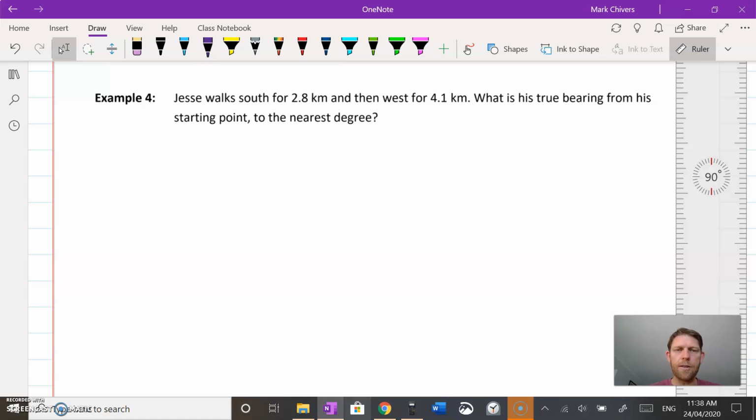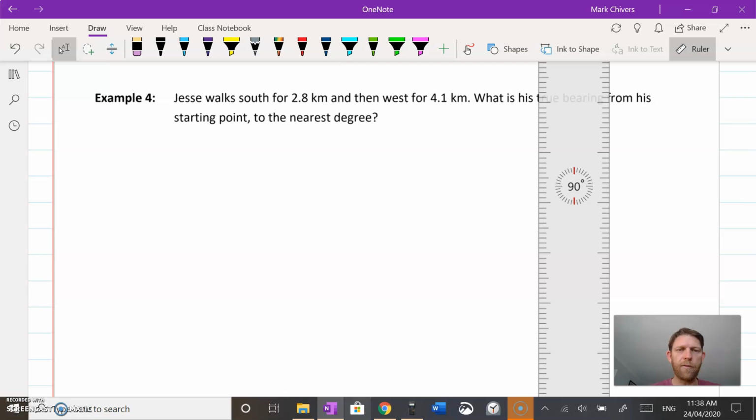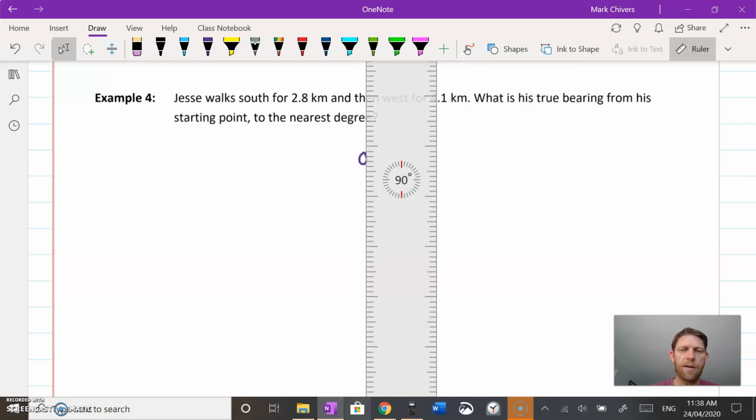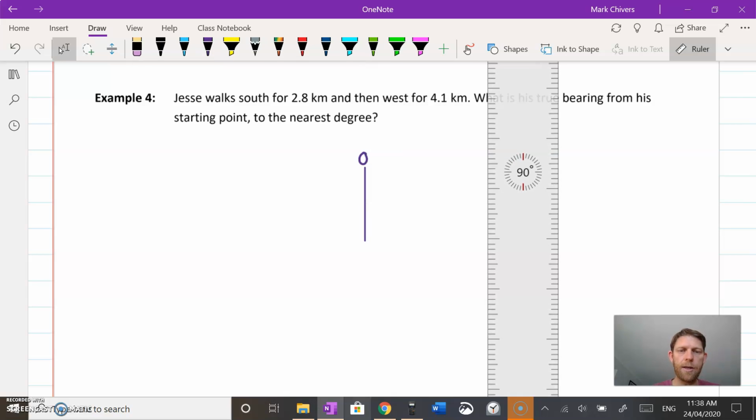So the first thing it says is Jesse's walked south for 2.8 kilometres. So we're going to create this point O and say that's his origin. That's where he started from. And if he started from there and walked 2.8 kilometres south, well, south is straight up and down. So this distance here is 2.8 kilometres.